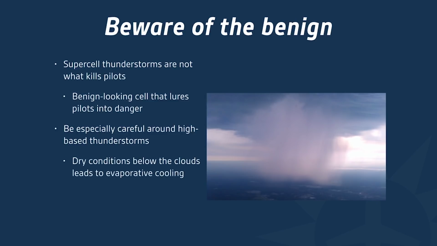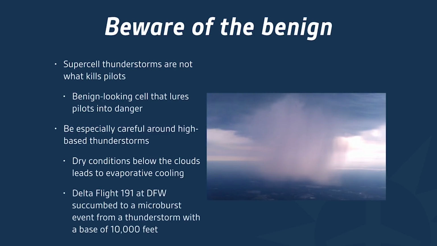Those dry conditions below the clouds lead to evaporative cooling, so as the rain falls out of the base of that cloud, it starts to evaporate and makes it even cooler and denser and heavier, and tends to accelerate the downward motion. And so Delta Flight 191 out of Dallas-Fort Worth succumbed to a microburst event from a thunderstorm with a base of 10,000 feet. Again, even the professionals can get lured into thinking this is okay. And a microburst happens so quickly with such force, it's really hard to overcome in those particular situations. So again, beware of the benign.